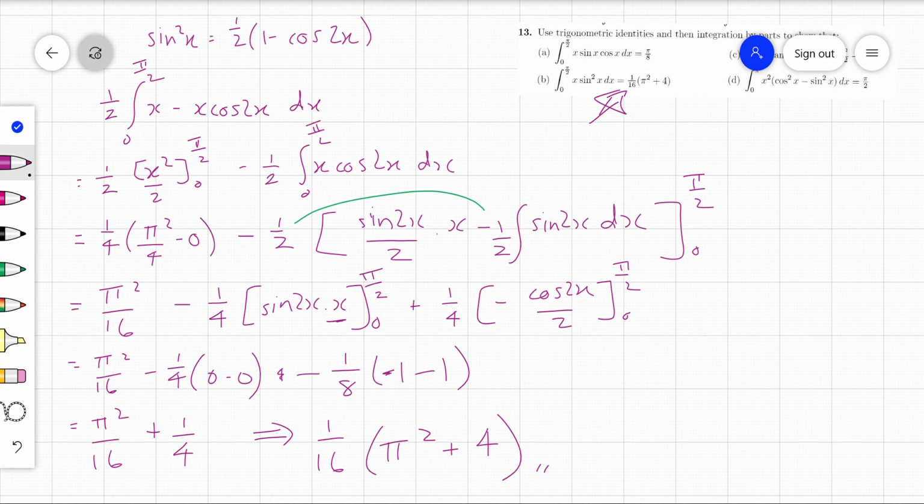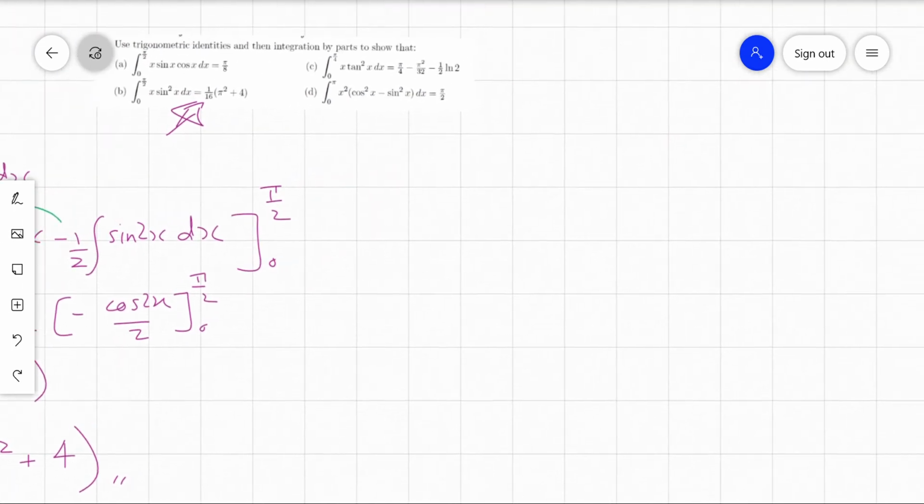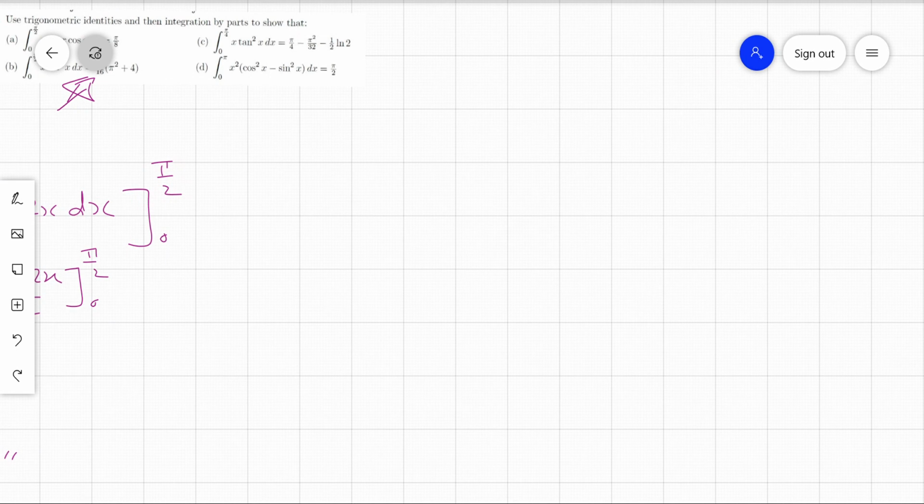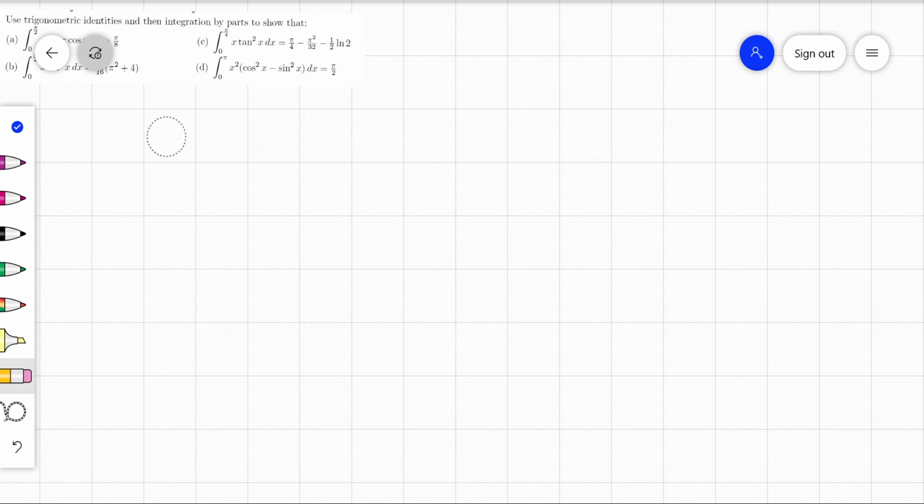All right, so moving right along to C. Let's have a look at what C is. All right, so C, we've got x with a tan squared x. Let's see how we go with this one. So tan squared we can change to sec squared minus 1. Will that help us? So if I do that, I've got x times sec squared x minus 1, so minus x, and 0 to pi on 4.